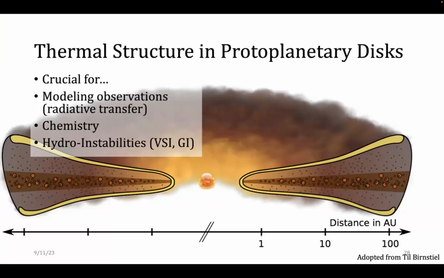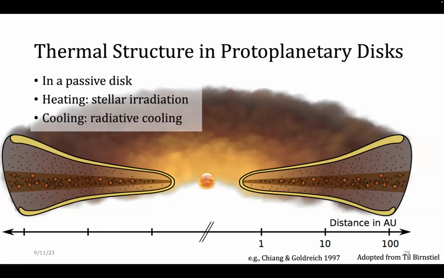So let's first go over the thermal structure of protoplanetary disks. The thermal structure is very crucial for studying almost all aspects of the disks. It is important for modeling observations because we need to do radiative transfer. It is also very crucial for disk chemistry, because the chemical reactions and the phase transitions are highly dependent on the temperature. And finally, I also want to emphasize the hydrodynamical instabilities. For example, the vertical shear instability that I'll be talking about today is also very sensitive to the temperature gradient.